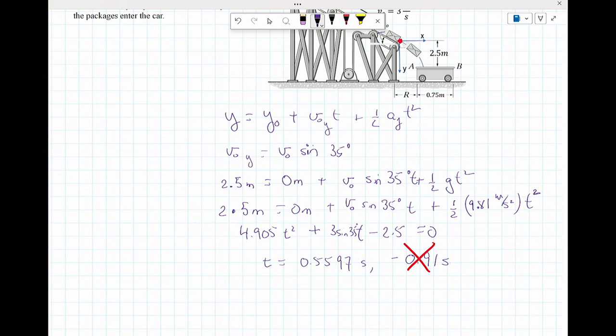So if you solve through, you end up with 0.56 seconds for the time that it takes to reach that 2.5 meters. But you're not asked for that. You're asked for the possible distances where you can either hit A or B, essentially.